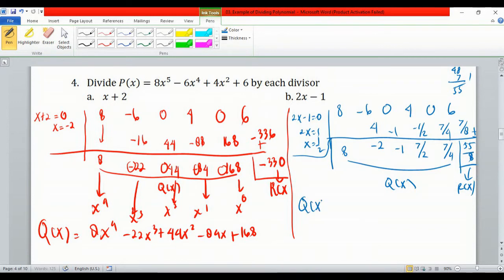So q(x), remember that this is power 0, power 1, power 2, power 3, power 4. So you can write 8x^4 minus 2x^3 minus x^2 plus 7/2 x plus 7/4, and then the remainder is 55 over (x). Okay, I hope you understand about this one. Please, you need to be diligent when doing this, because maybe something is wrong in here. Okay, so let's jump to another slide.